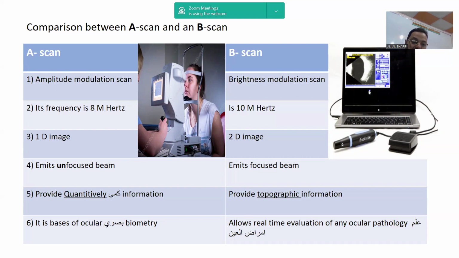It emits an unfocused beam, but at B-scan it emits a focused beam. The situation is different. It provides quantitative information and topographic information. It's the basis of ocular biometry, but here the B-scan allows real-time evaluation of any ocular pathology.